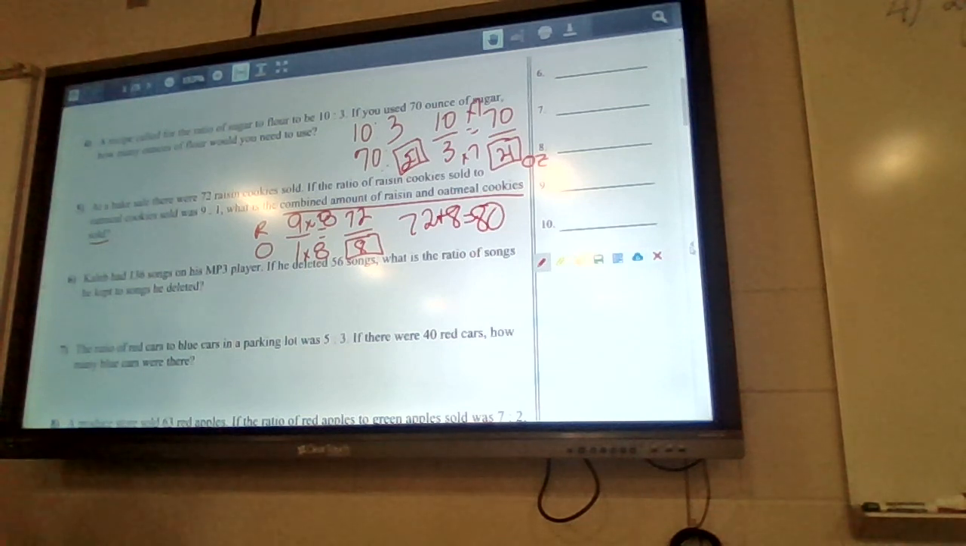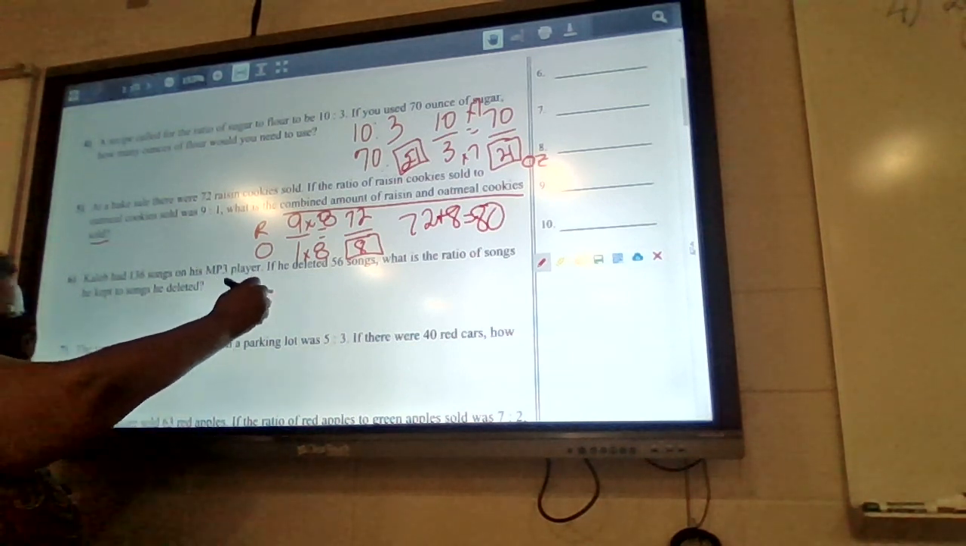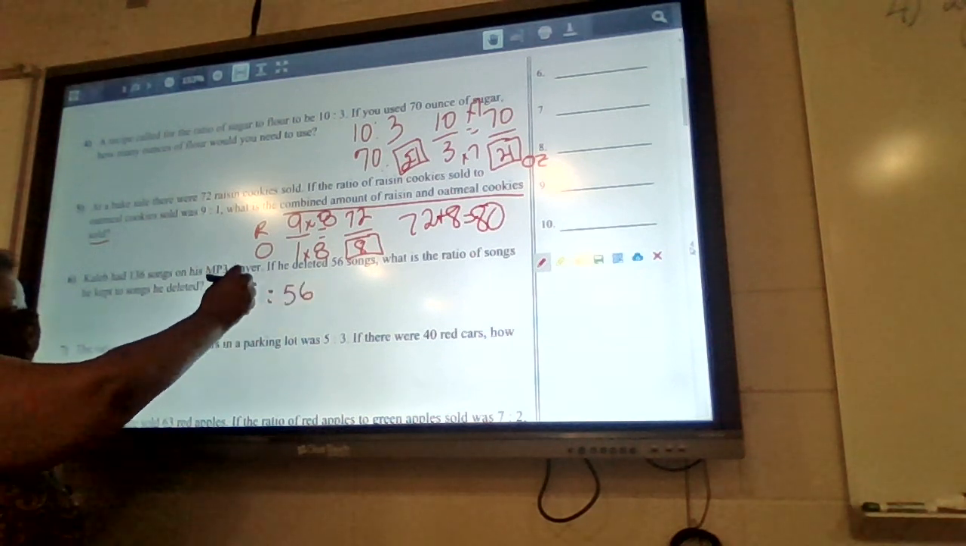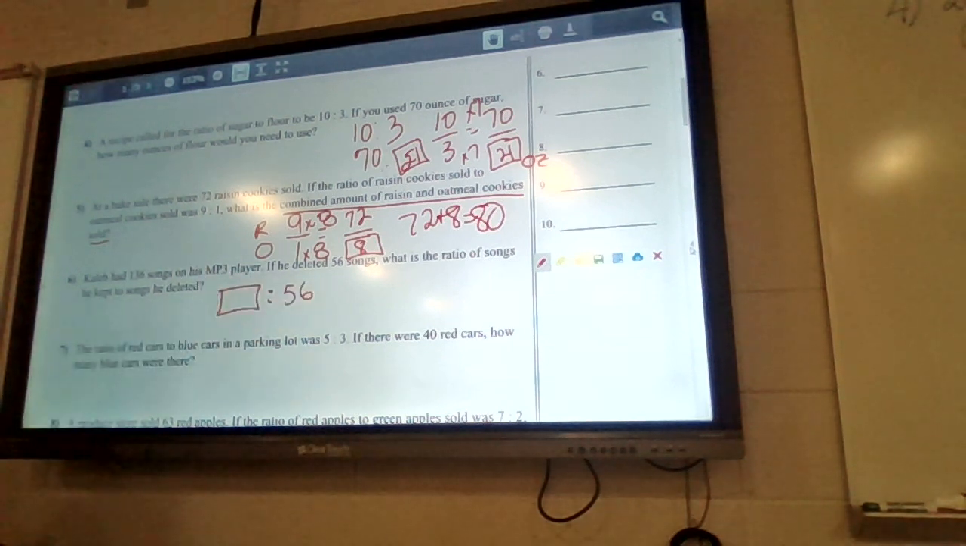Okay. So he had 136 songs, let's say on his phone. If he deleted 56 songs, what is the ratio of songs he kept to songs he deleted? So we got the deleted. We got that part. We need to find out the kept. So how do we find out how many songs he kept? So you do 136 minus 56. It was 80.